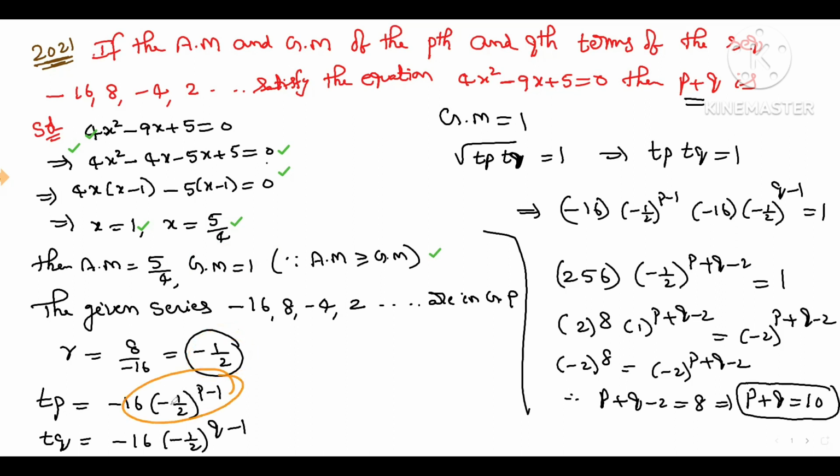power P minus 1. So the Qth term is minus 16 into minus 1 by 2 power Q minus 1.